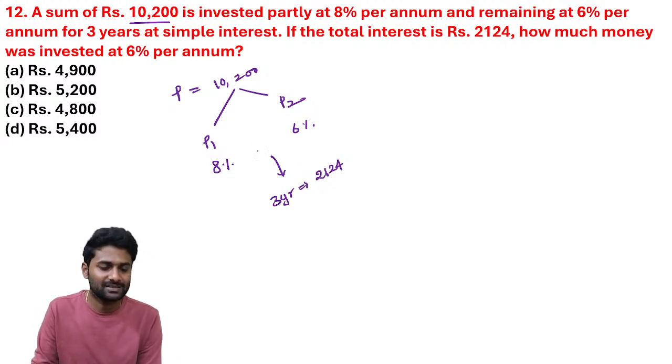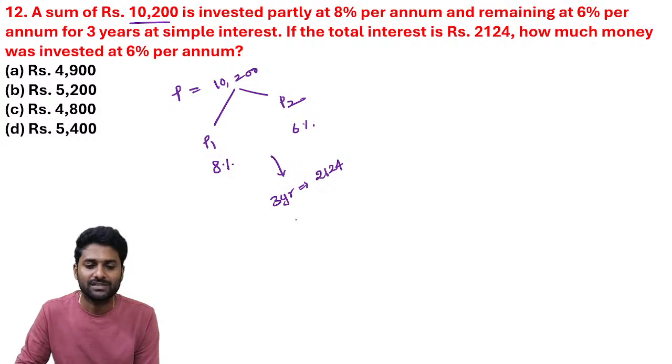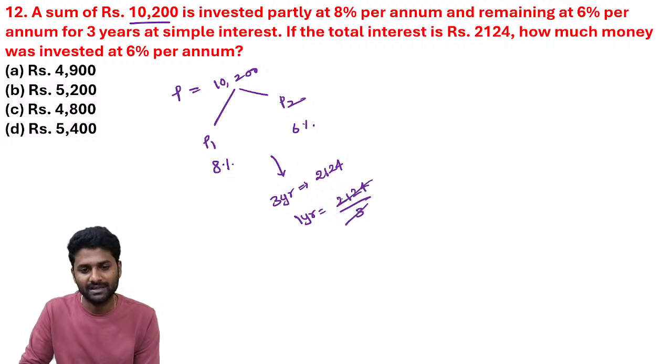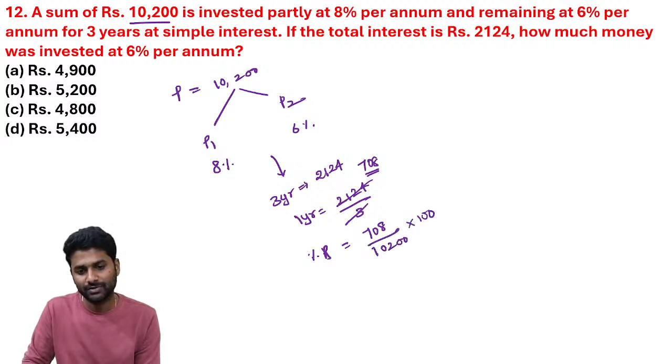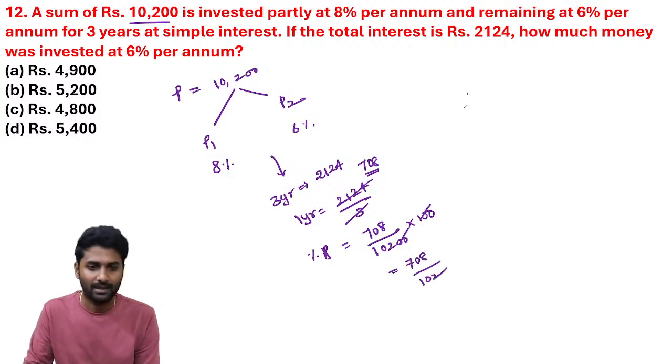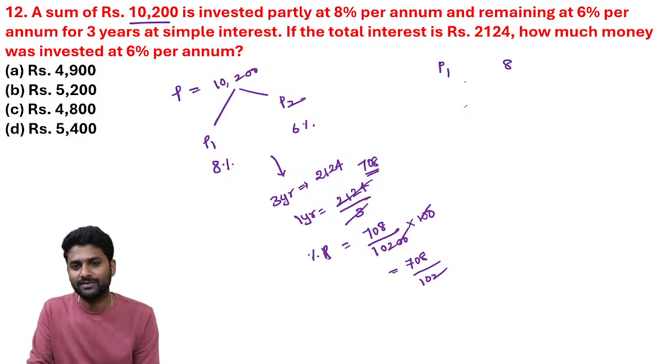Let's understand that. See, this is all about the allegation mixture application. First of all, 1 year. So for 1 year, what is the rate of interest? See, here the interest value is exactly equal to 708. If you go for the rate of interest for 1 year, it is 708 divided by 102. Let's go further. P1 is invested at 8%, P2 is invested at 6%. The mean value is 708 divided by 102.